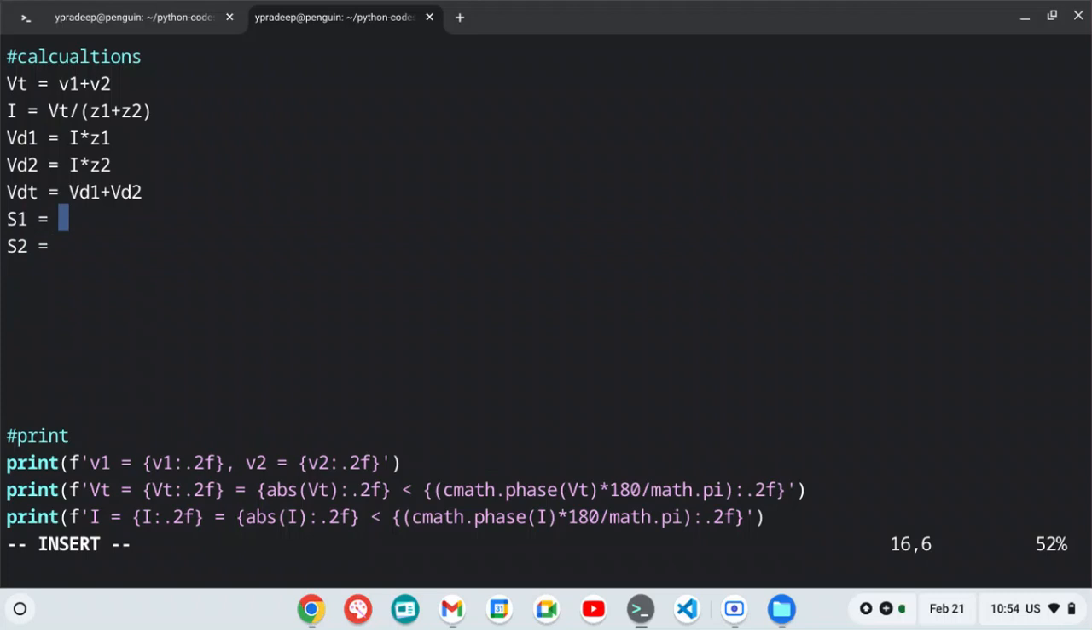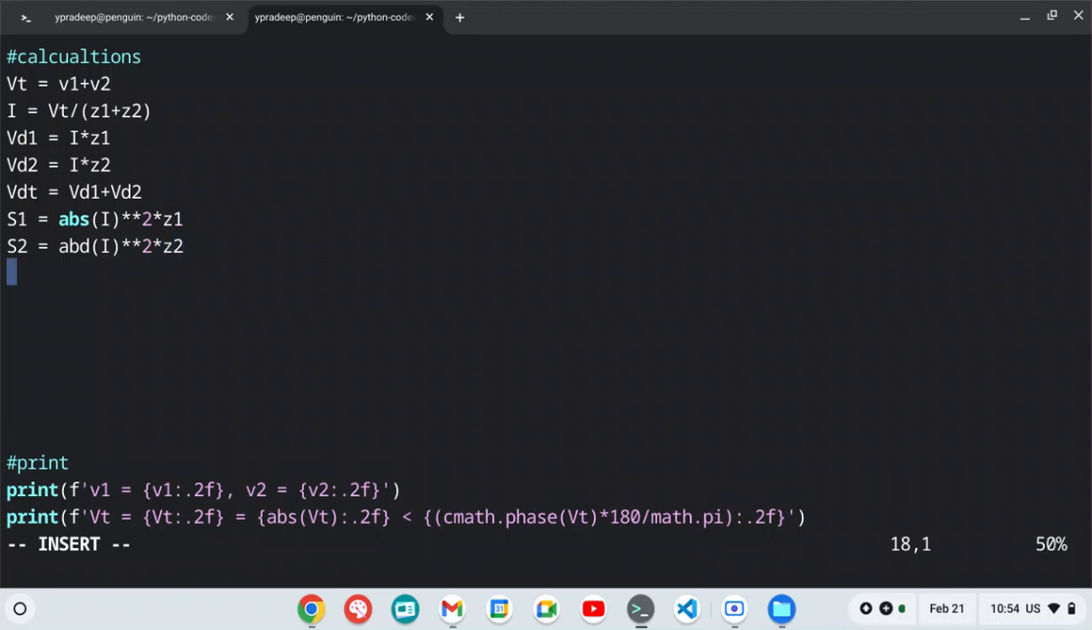Okay. So how do we find that? So what happens is here I square into Z we can do. Okay. I is common for all, right? So simply I will say absolute value of I square multiplied by Z1 will give me S1. Z1 is complex, so S1 also will be complex. Okay. Absolute value of I square into Z2 will give me S2, and ST is S1 plus S2.